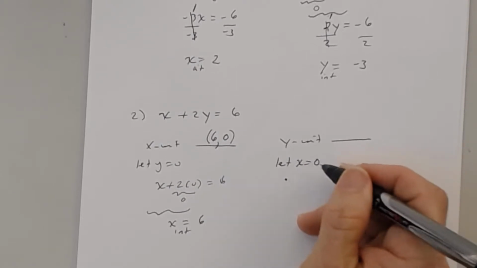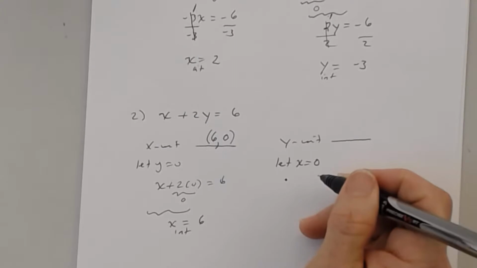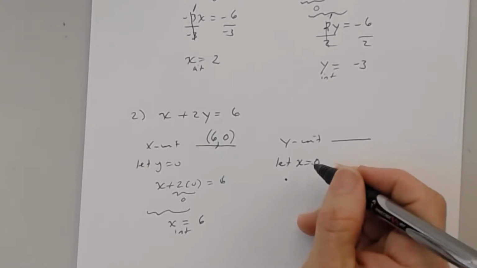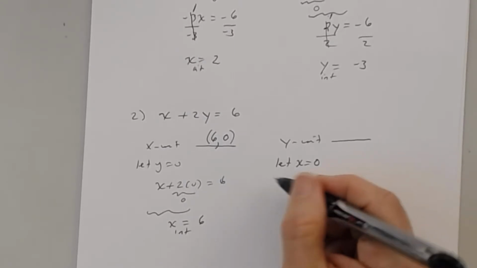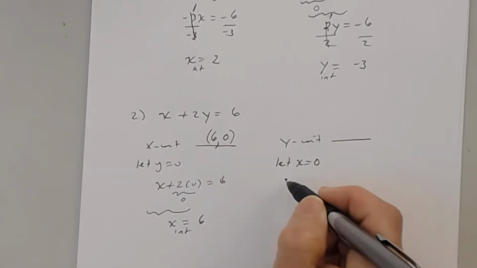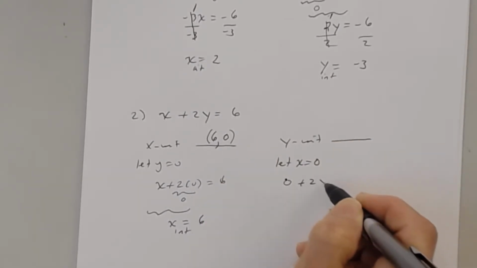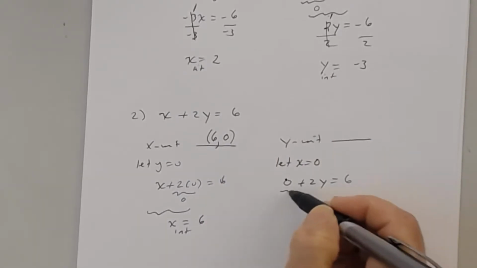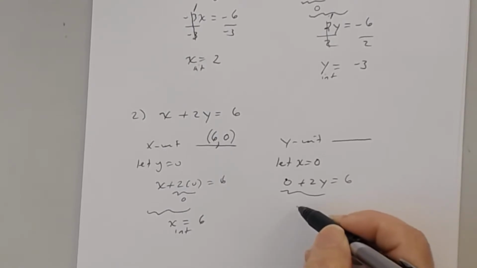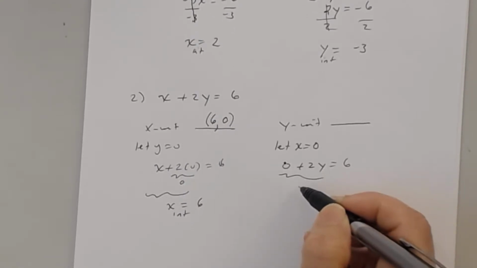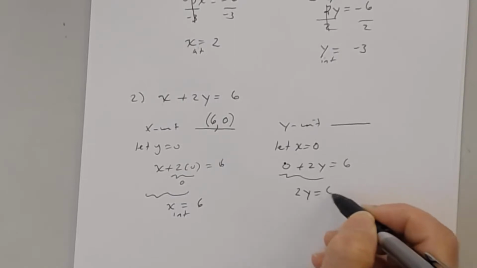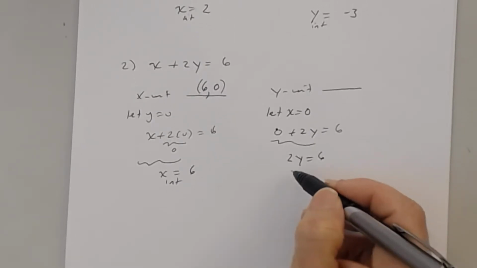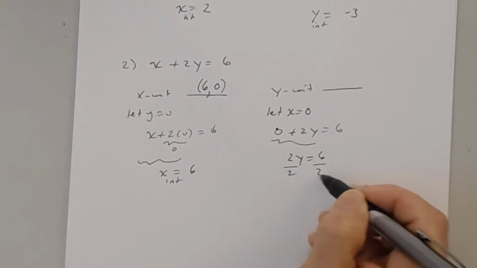To find the y-intercept, remember, no matter where the graph crosses the y-axis, we notice that x was always what? 0. So you let x be 0. So if x is 0, I get 0 plus 2y equals 6. And what's 0 plus 2y? 2y. And then how do you get y by itself? Divide both sides by 2.